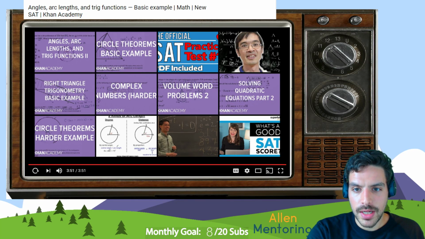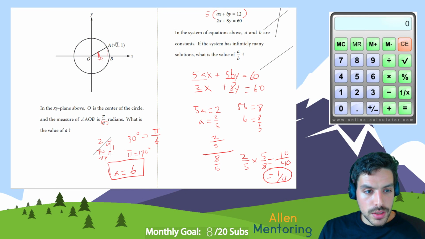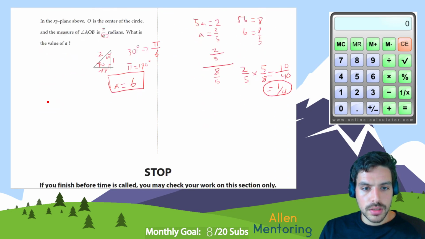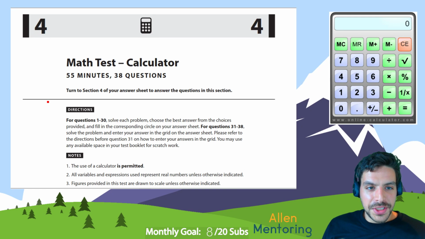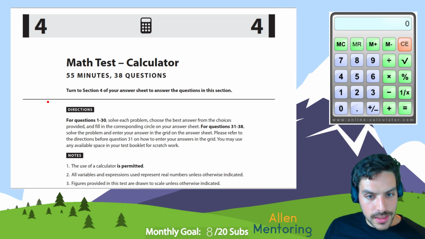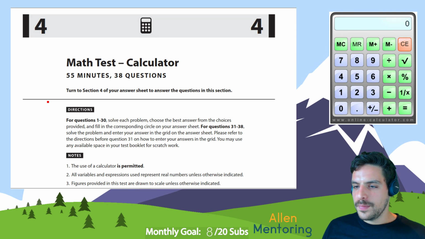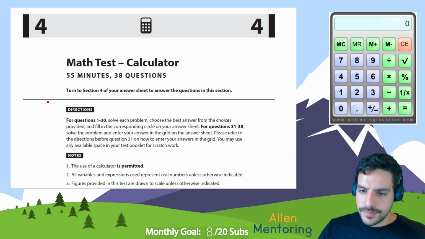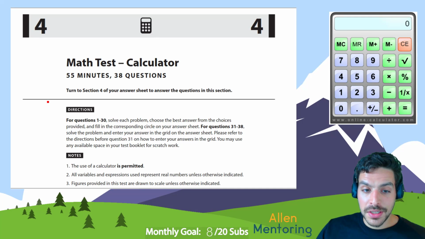Okay, so let us get back to the math screen. And we are going to scroll down to section 4, which is the calculator section. Yes, so that means the questions are going to be a little bit harder, right? Because we have the beauty of access to a calculator. And we're probably not going to get through this entire section.